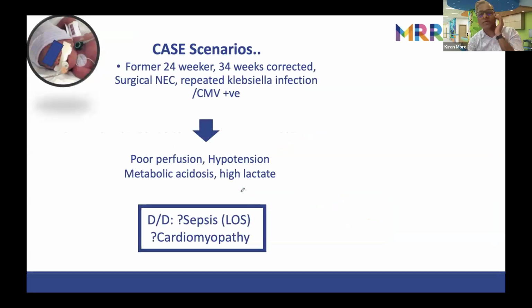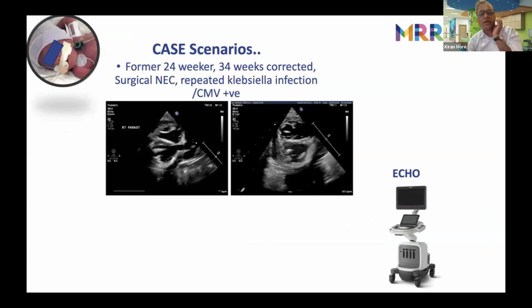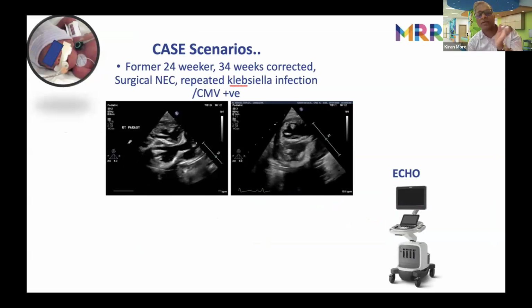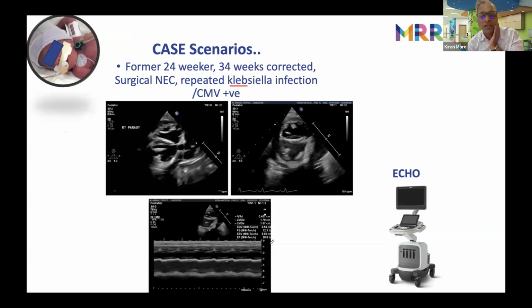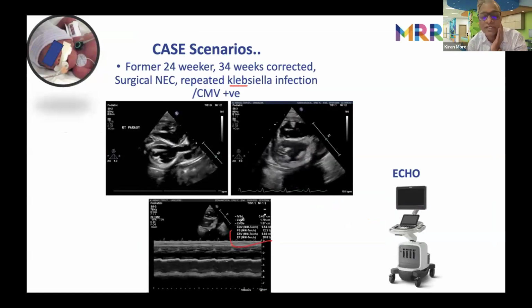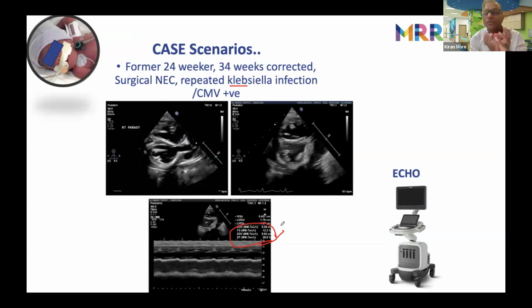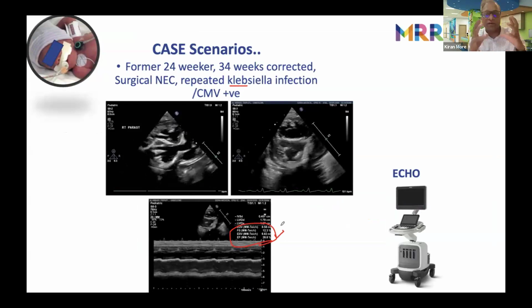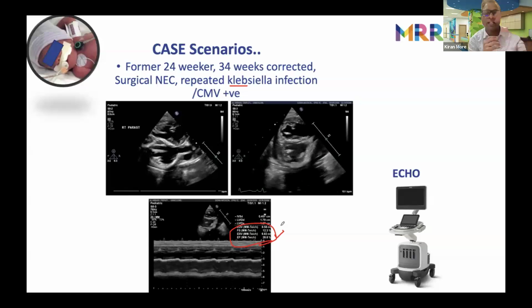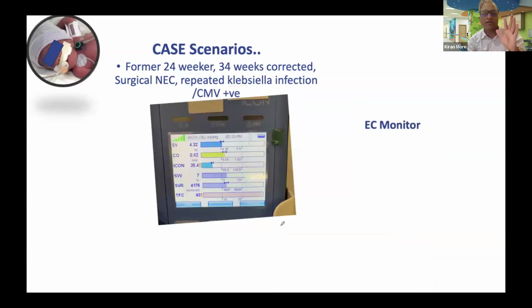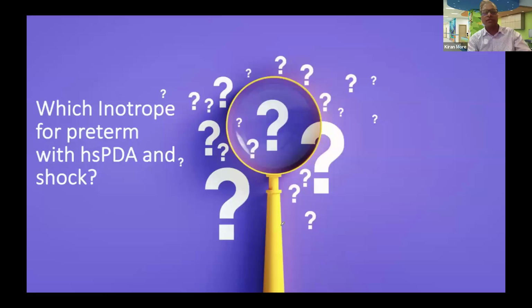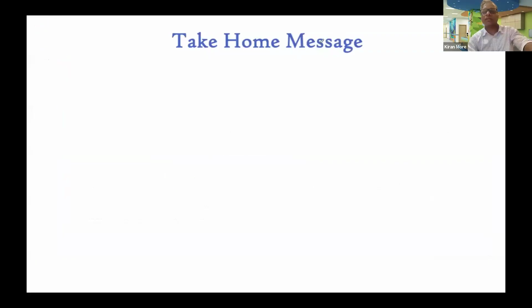Same thing, this is a baby with CMV. And you can see the contractility is very poor. Repeated culture-positive infection, and this baby developed poor contractility and cardiomyopathy. You see the ejection fraction is only 28%, fraction shortening is only 12%. So again, they thought the baby was in sepsis because there was repeated culture-positive infection. Now, if you give norepinephrine or dopamine to this baby blindly, you will kill the baby, because if you have a failing heart and you suddenly increase the SVR, the heart will fail. So that's why echo monitoring is very important. I think I'll stop here and take the questions.